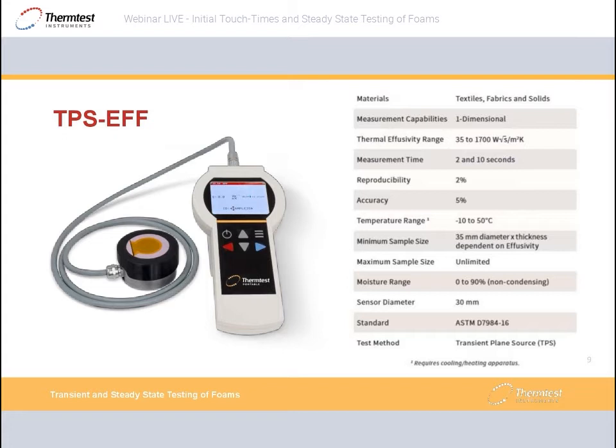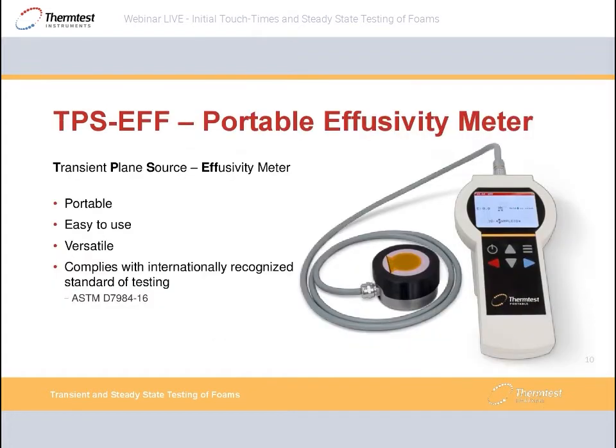So to measure thermal effusivity, we can use the transient plane source effusivity meter. This is a transient method. It is portable. You can power the system with batteries or with a USB plug-in. It is easy to use with a convenient graphical interface on the front of the device. And it comes with a data utility that can export your results into a file format that is compatible with Excel and other spreadsheet software. It's also important to note that this device complies with an internationally recognized standard of testing.